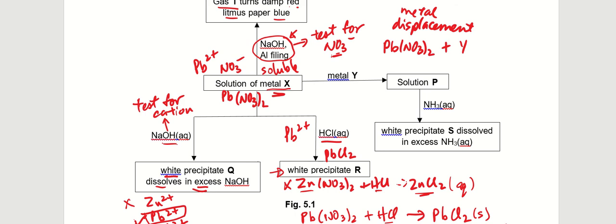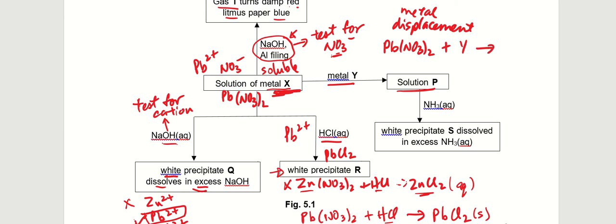Now, was there a reaction? Did a displacement reaction take place? Well, we started off with a solution of metal X and a metal Y, and we got a solution P. So indeed, there was a reaction. Indeed, displacement did occur.